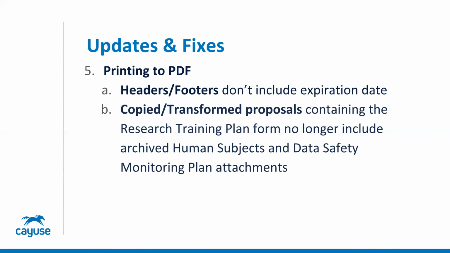Next, on copied and transformed proposals, we've had an issue that's come up from time to time, in this case with the research training plan, where if you have attachments in the originating proposal and then it becomes copied and transformed into a version that no longer contains those attachments, those attachments would still show up when you did a print. This was never a problem with submission. Everything on this slide is purely just about printing to PDF.